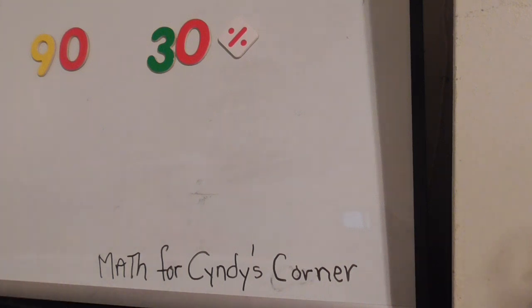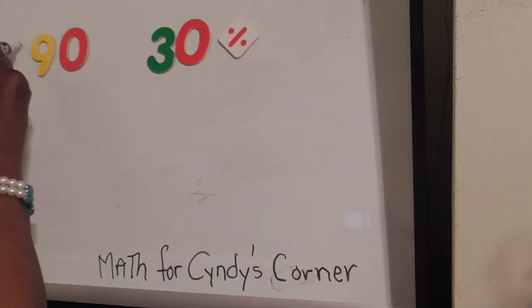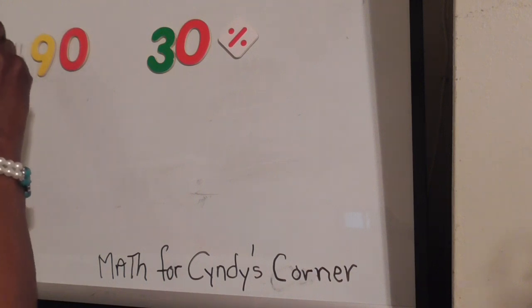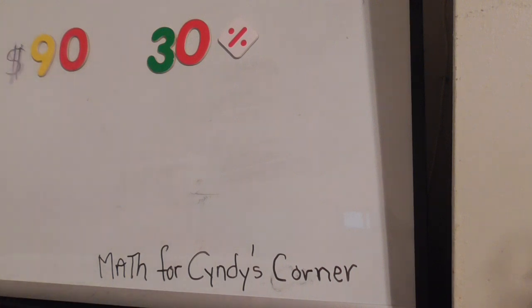A $90 dress is marked with 30% off. We're going to a store. This is how math helps you in everyday life. And you'll say, well, 30% sounds great. I want that dress. I think I'll get it. But in your mind, you can figure out how much you're saving or how much you're going to pay for the dress. You want to know that before you get to the counter.